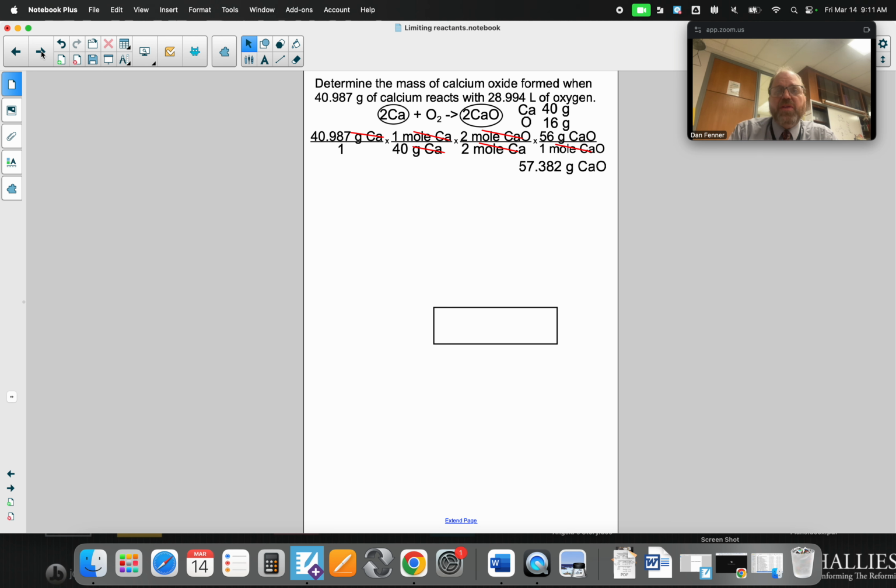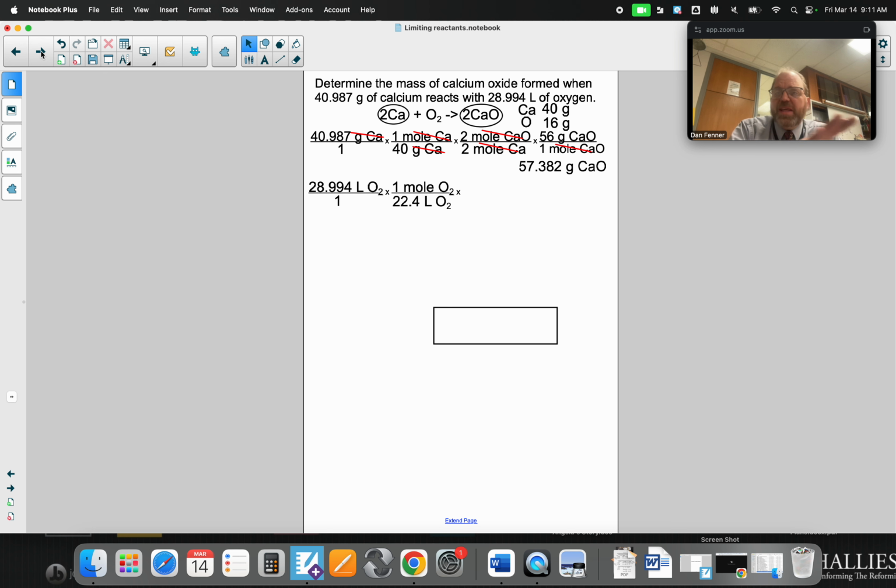So we're going to take the other reactant, 28.994 liters of oxygen. Now, that's not grams, that's liters. And remember, oxygen is a gas, and we're going to assume we're at STP at this point. So 1 molar volume of oxygen is 22.4 liters.